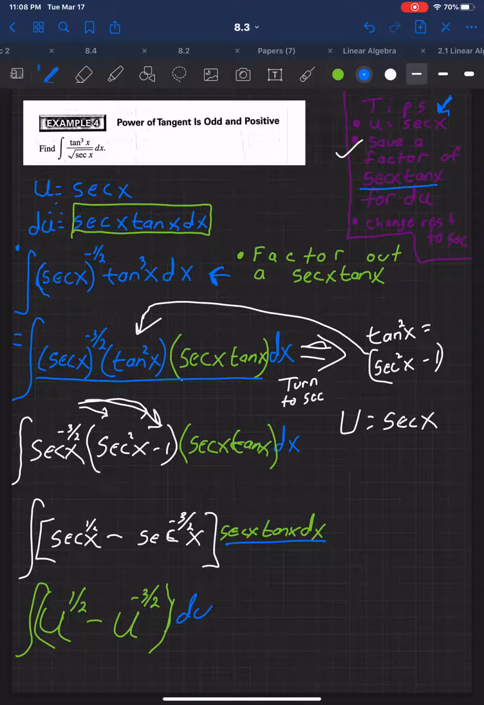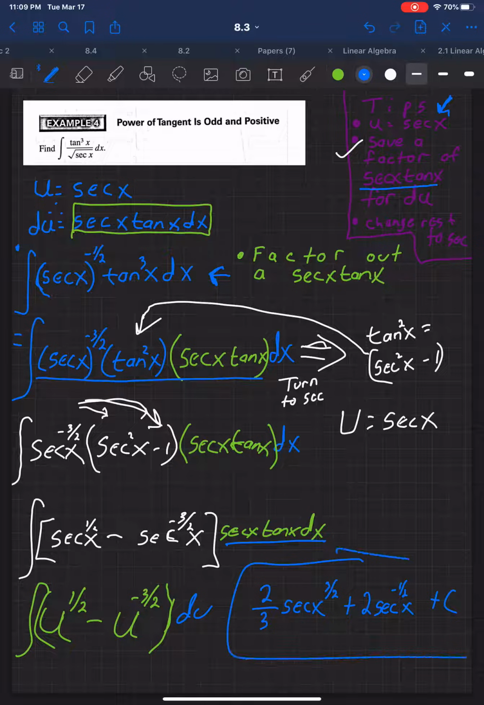So the solution in this case, after you integrate and back substitute for u, is 2/3 secant to the 3/2 plus 2 secant to the negative 1/2 plus c. All right. I'm going to leave that there.